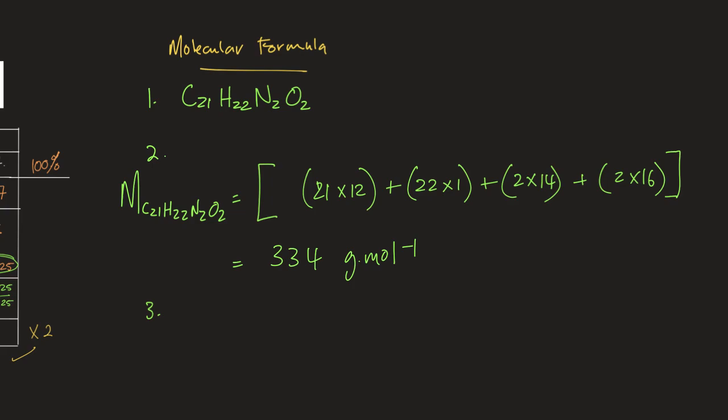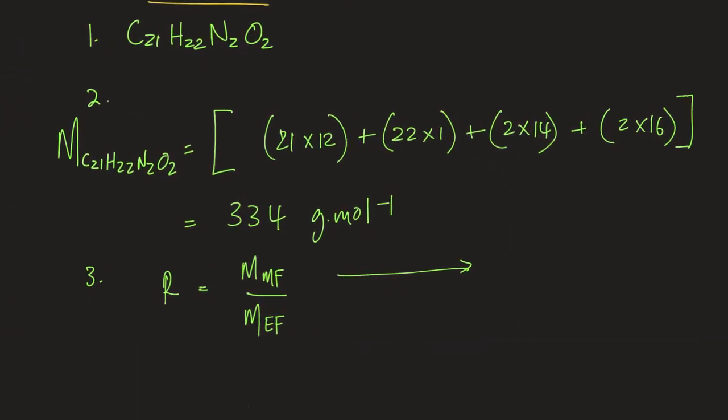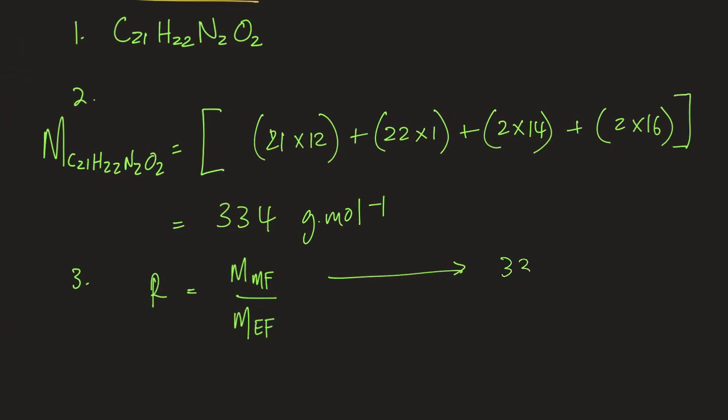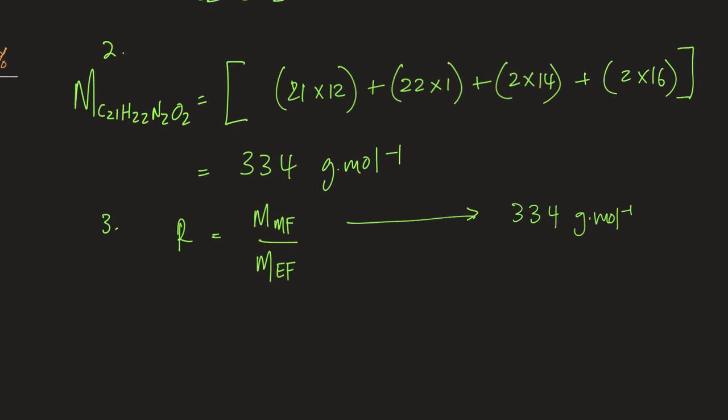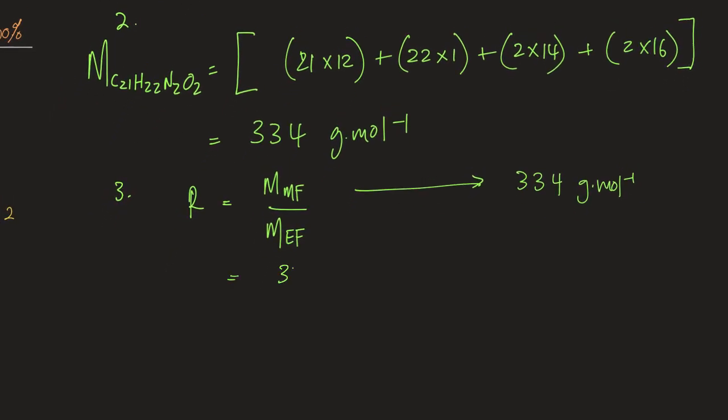Step 3. What we need to find now is the ratio: molar mass of the molecular formula divided by molar mass of the empirical formula. And the molar mass of the molecular formula was 334 grams per mole. Hope you're seeing that now. You would have 334 over 334 giving you a ratio of 1.